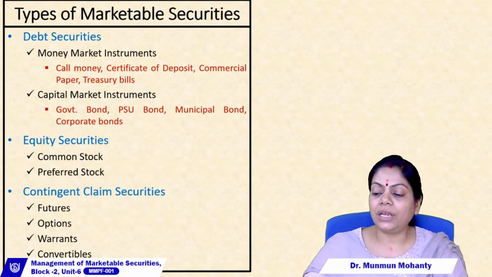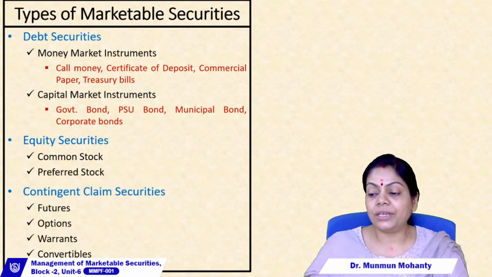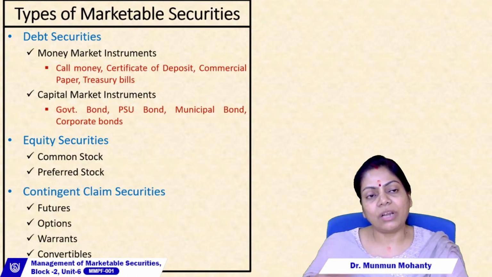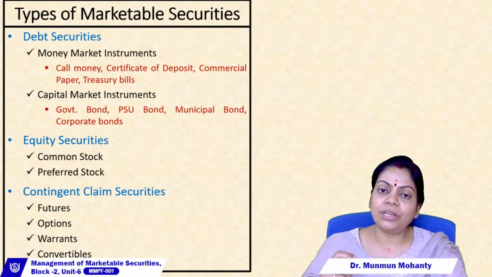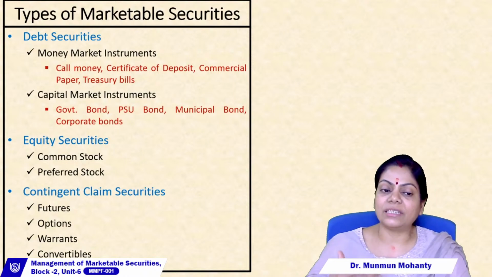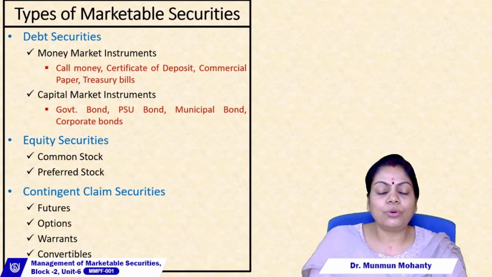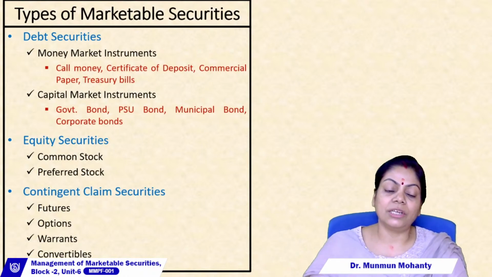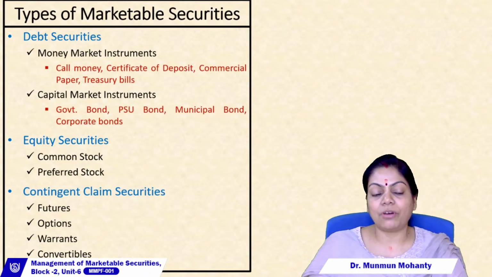Then we talk about the contingent claims. Now what are these contingent claims? These are securities which give the holder a claim on another asset. So basically these securities don't have any existence of their own, but they are piggybacking on some other asset. So the claim will come from some other asset. So these are called contingent claims securities. Now under contingent claims, you can have futures, options, warrants, and convertibles.